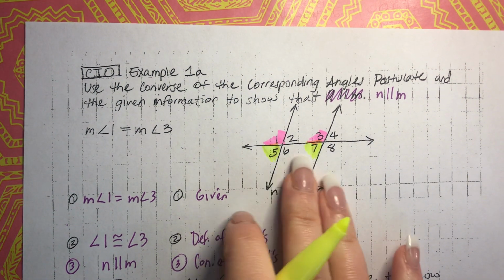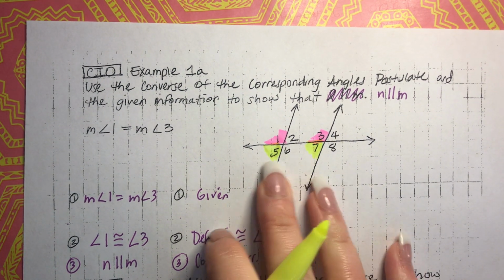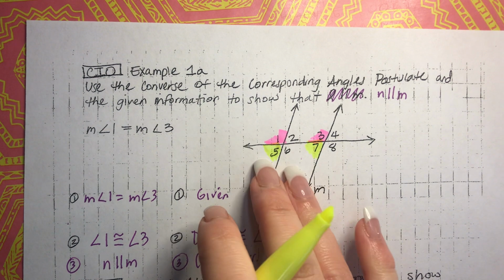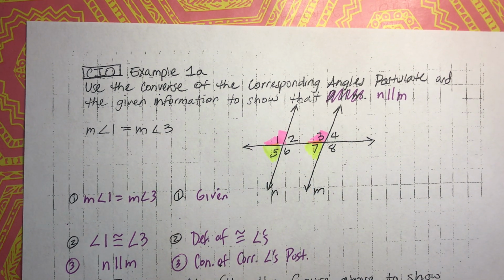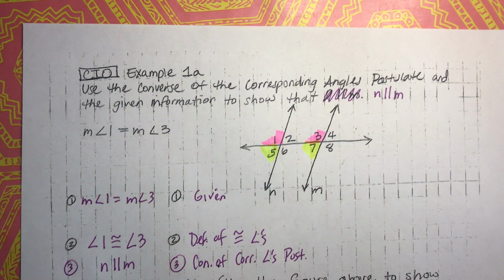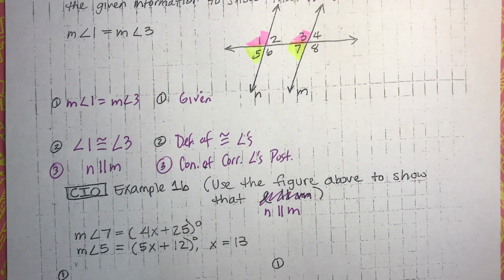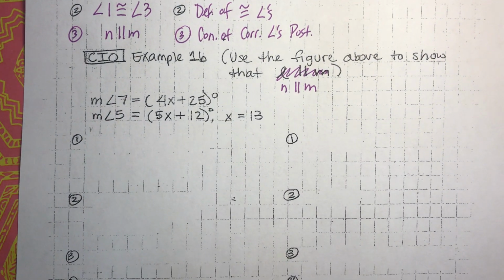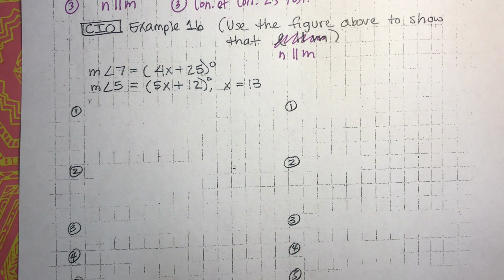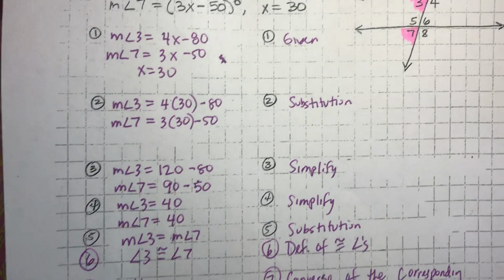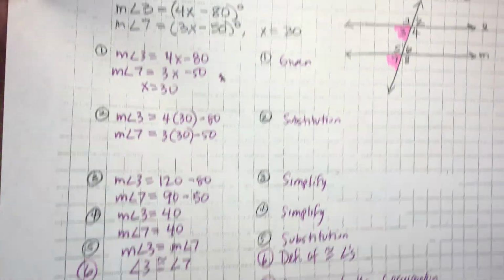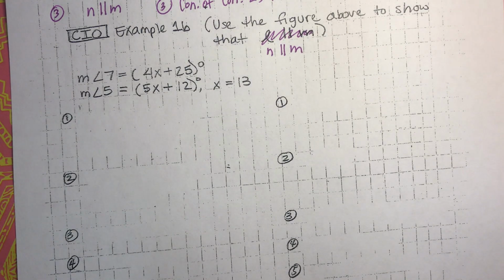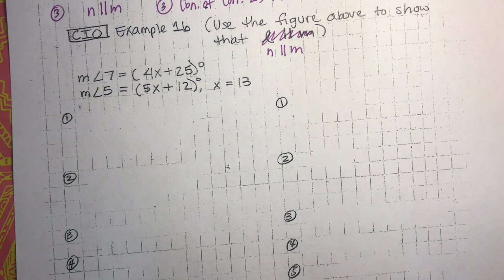So the question is, are these corresponding angles? And yes, so if we prove that those are congruent, then we know that we can show that these two lines, N and M, are parallel by the converse of the corresponding angles postulate. So I want you to go ahead and try this one on your own. If you need help, refer back to example 1b that we just did together as a guide. If not, try to do it as much on your own as you can.